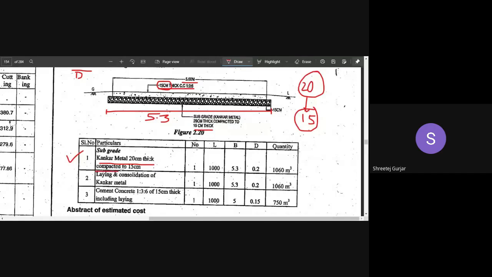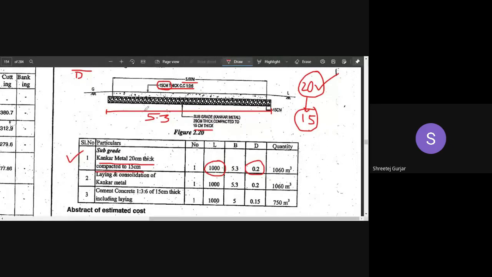Okay, and then compacted to 15 centimeter. So as I've told you, we have to take 20 centimeter itself, not 15. Whatever is the laying quantity or the laying thickness, that we have to consider. So depth, as I've told you, 0.2. Length, they have mentioned 1 kilometer. So in meters, it will be 1000.